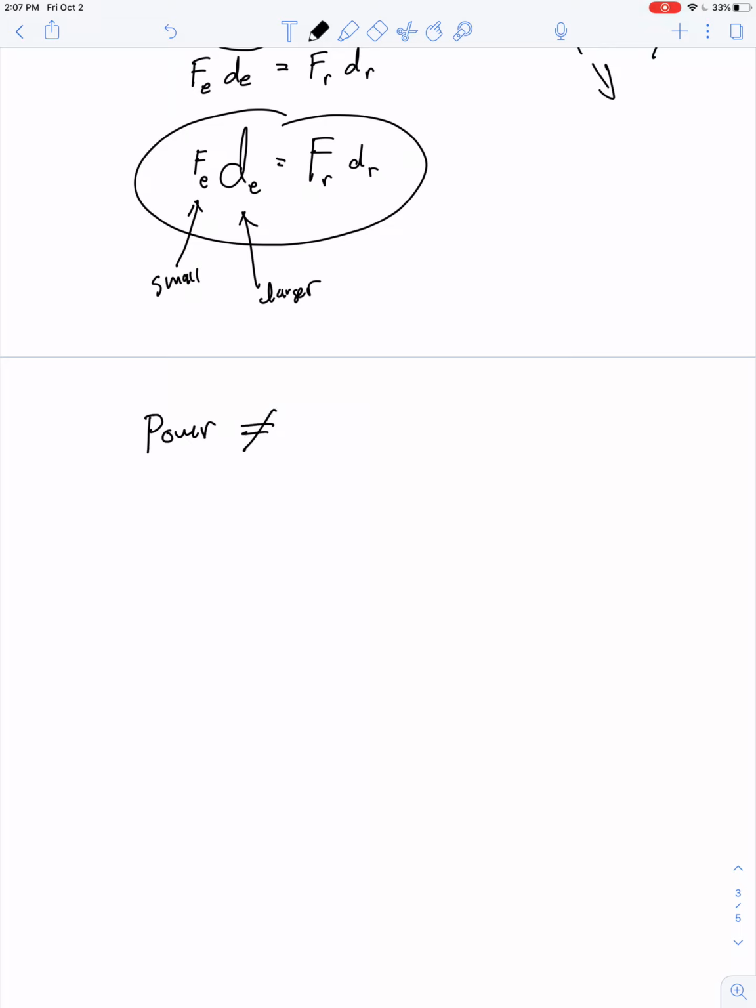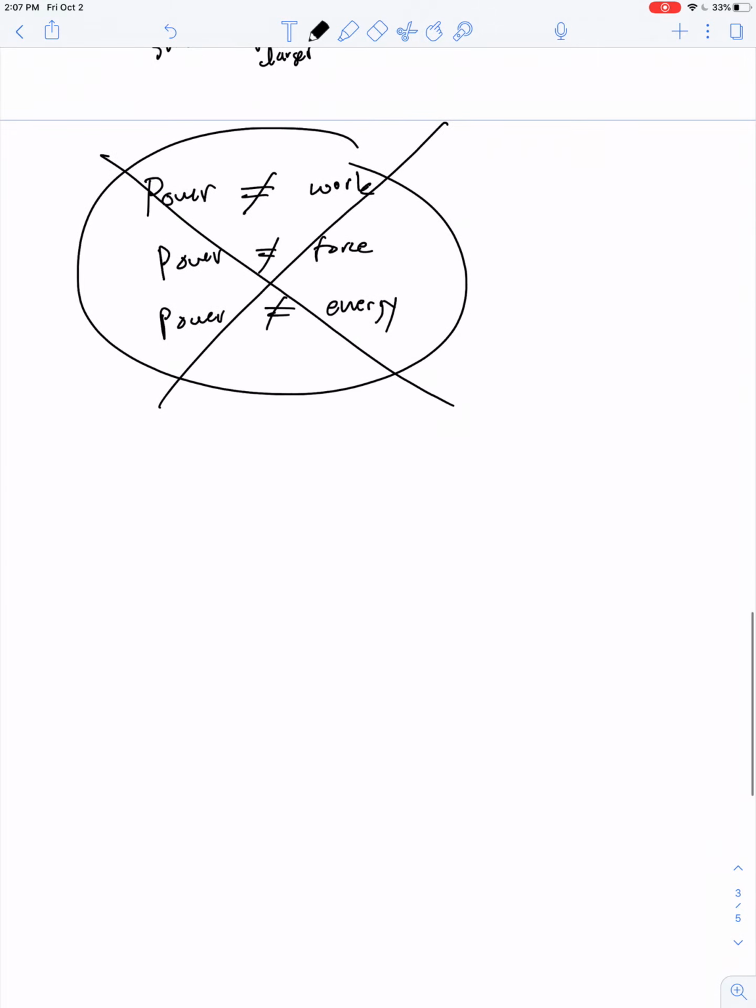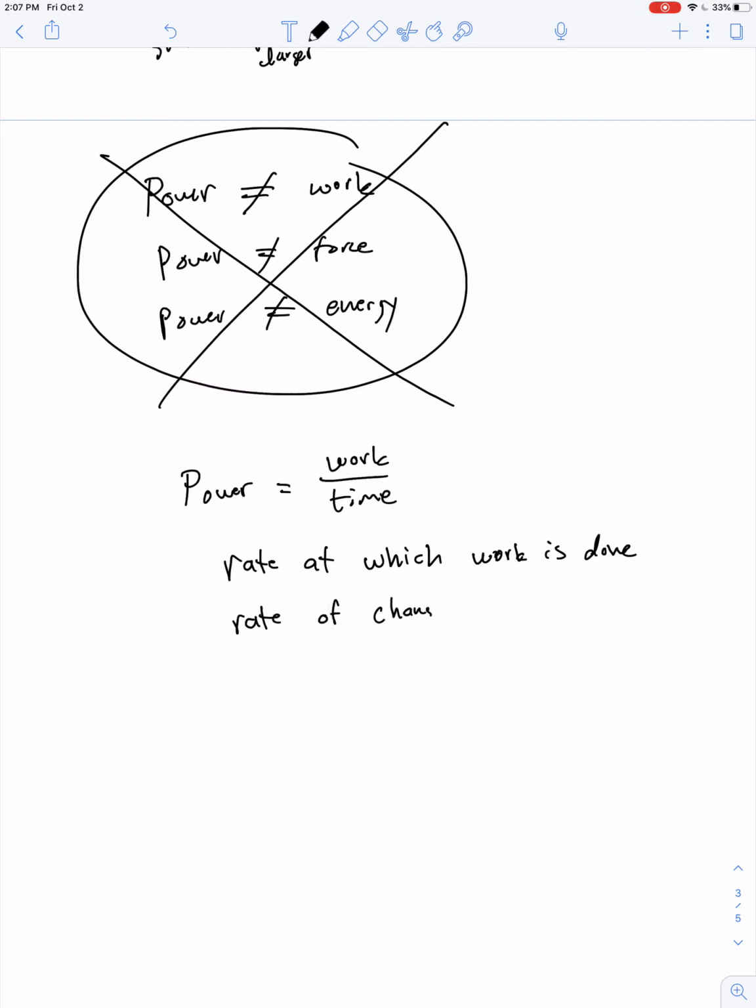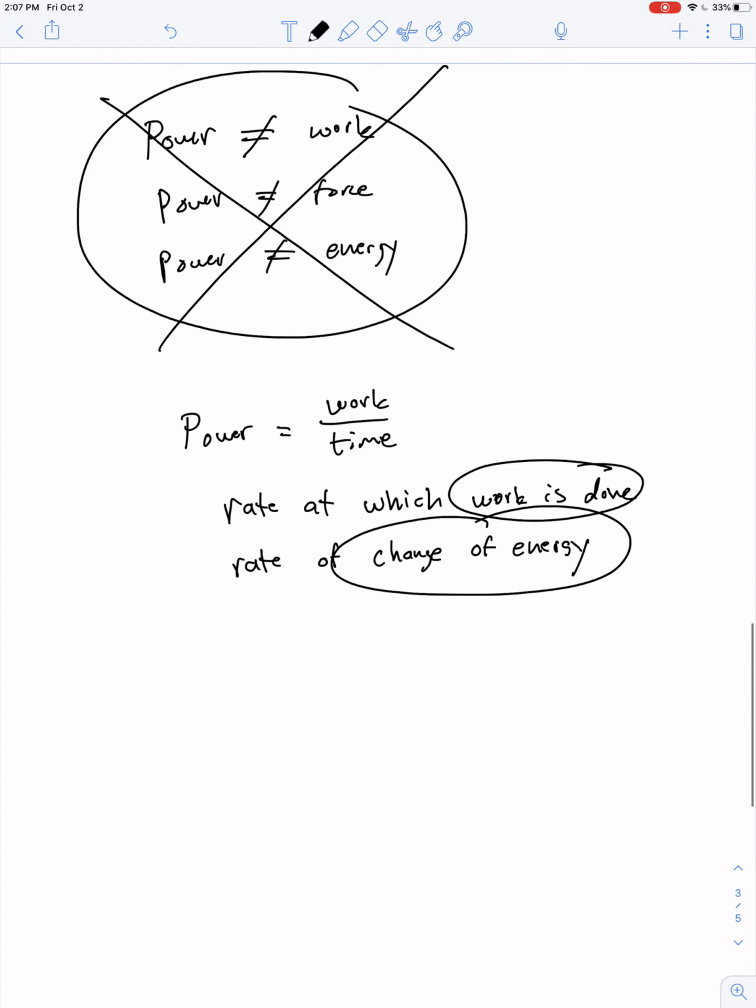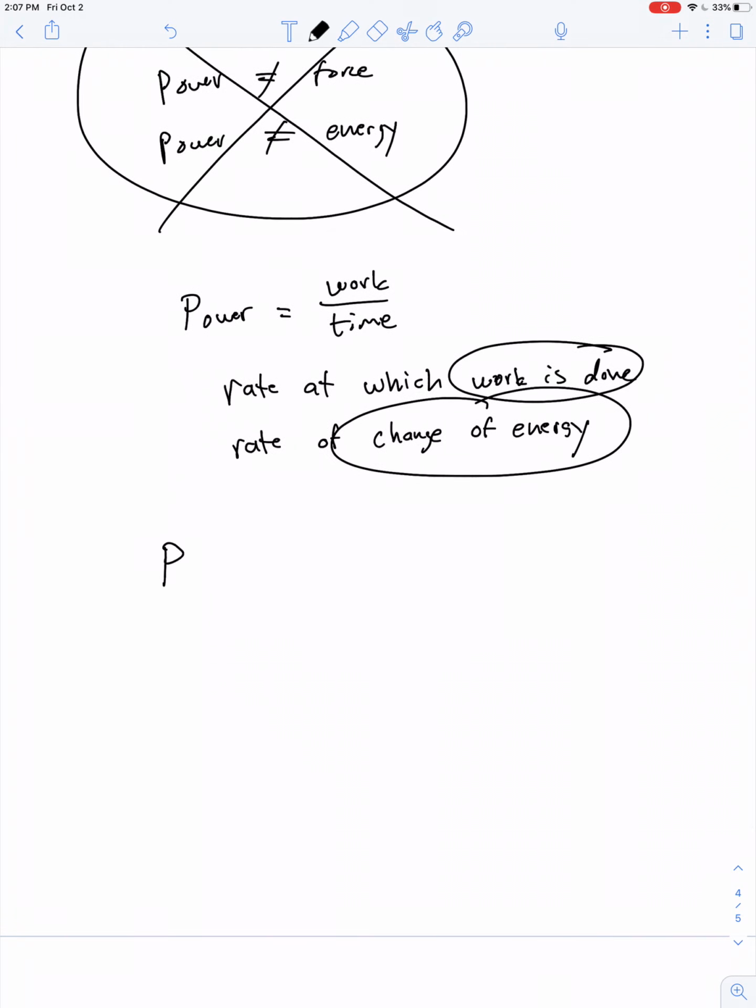Power is not equal to work. Power is not the same thing as force. Power is not the same thing as energy. It's a totally different quantity. Now, it relates to those other quantities. Power is related to work. In fact, power is equal to work divided by time. It's the rate at which work is done. And therefore, it's the rate of change of energy. Because after all, work always produces some change in energy. Okay, so we can write this as an equation. Power is equal to W over T.